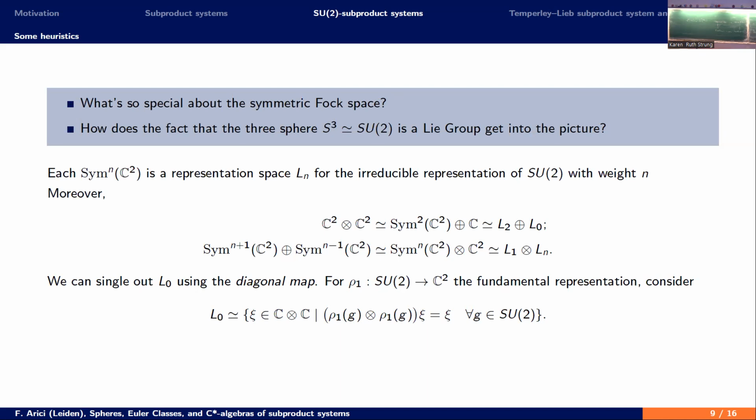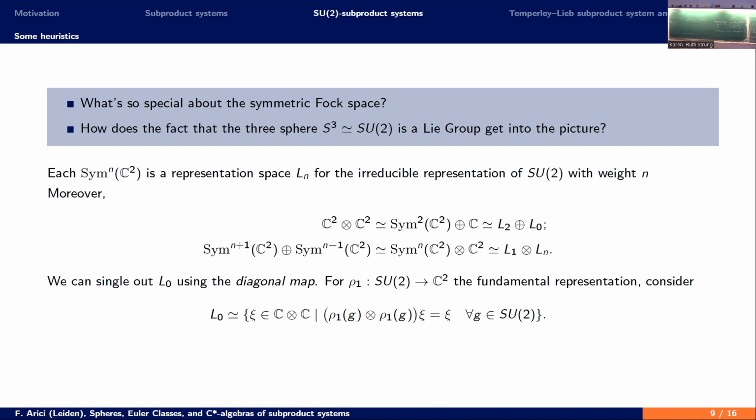Well, of course, we can use the fact that every Sym^n of C^2 is one of the representation spaces for an irreducible representation of SU(2), in particular the one with weight n. I'm not sure, I mean, spin n/2 if you want. I don't know what your conventions are. And then we have the property that when we tensor C^2 with C^2, this splits. Well, this is always true, actually, but whatever. As Sym^2 of C^2 plus the complex numbers.